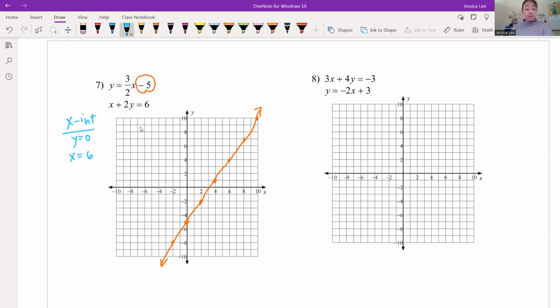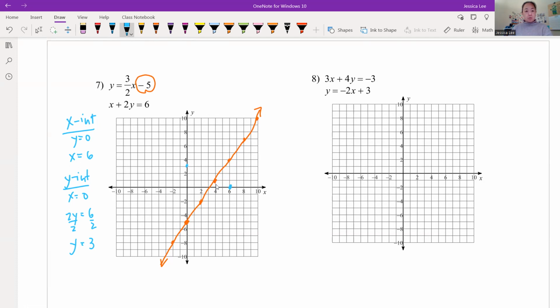Again, if this stuff confuses you, then go and change it to slope-intercept form. Maybe I should just try that for this one time. Here's my x equals 6. And then for the y-intercept, that's when x is equal to 0. So if x is 0, we got 2y is equal to 6. Going to solve for y by dividing by 2 on both sides, and y is equal to 3. So we're going to go up to 3, just like that.